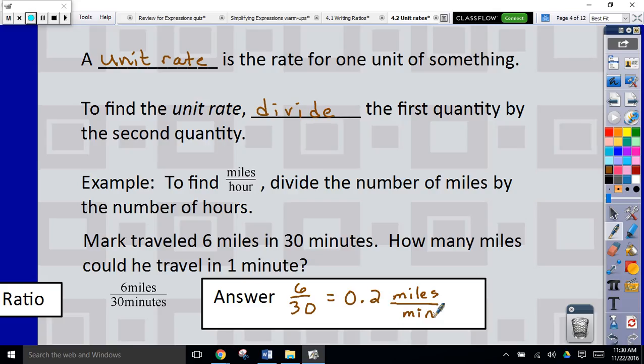If you wanted to know how many minutes it takes to go 1 mile, you would write it the other way. You'd write it as 30 minutes over 6 miles and do 30 divided by 6. So whatever you're finding the unit of needs to always go on the bottom.